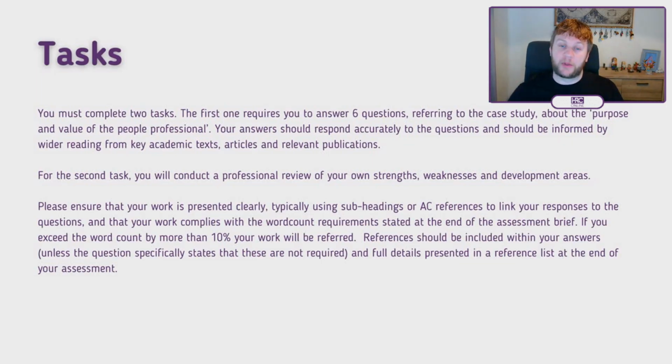References should be included within your answers unless the question specifically states that they're not required. And there are a couple of questions in this example where you don't need to give any references as well. So let's dig into it.